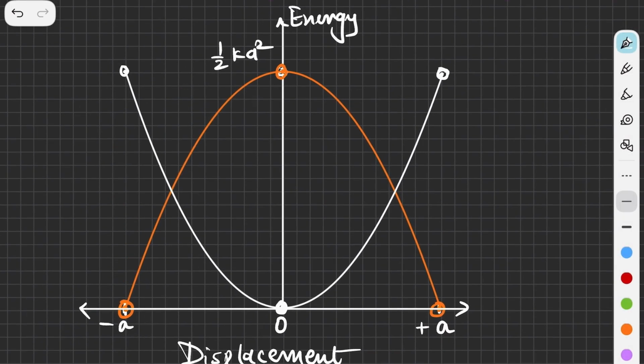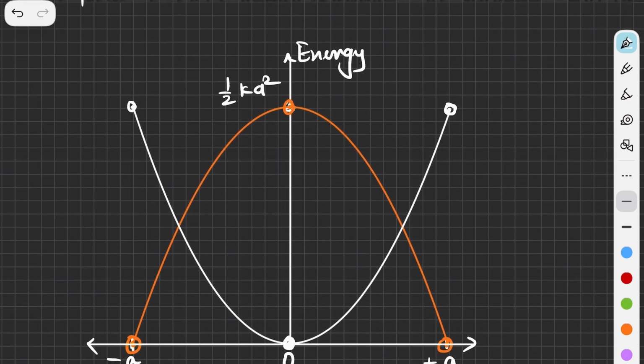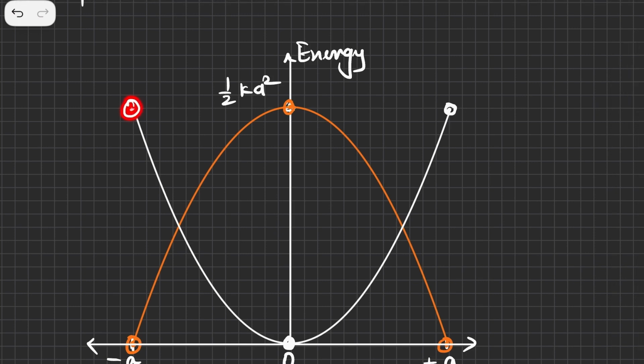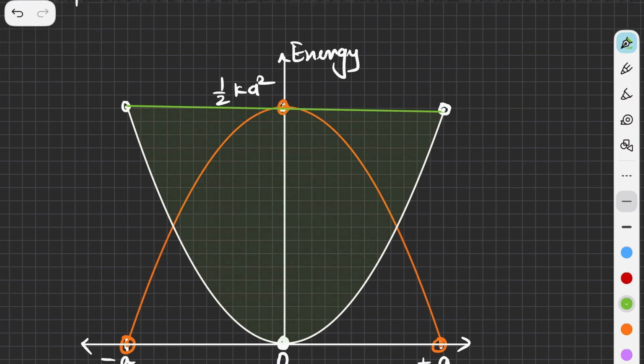Now we come to the total energy. Irrespective of what your displacement is, the total energy won't change. So the total energy is drawn in, let's say, green. This is my first point. Even at the extreme position it is half k a square, at the positive extreme it is half k a square, and at the mean position it is also half k a square. So I'll just join the line with a straight line, and I would get something like this. Yeah, this is my total energy graph.